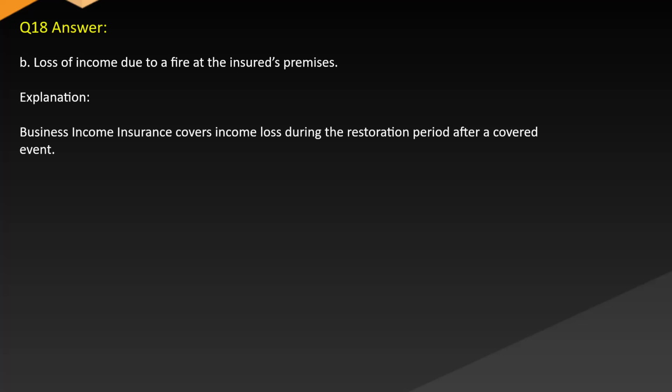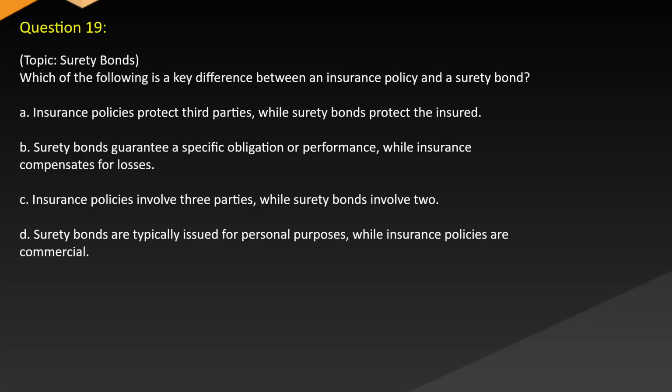Answer: B. Loss of income due to a fire at the insured's premises. Explanation: Business income insurance covers income lost during the restoration period after a covered event. Question 19. Topic: Surety bonds. Which of the following is a key difference between an insurance policy and a surety bond?